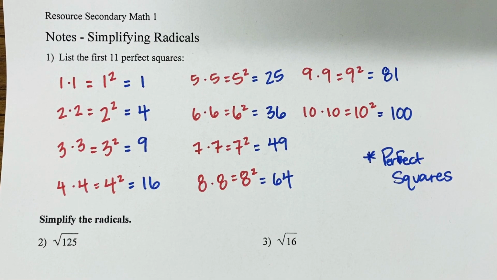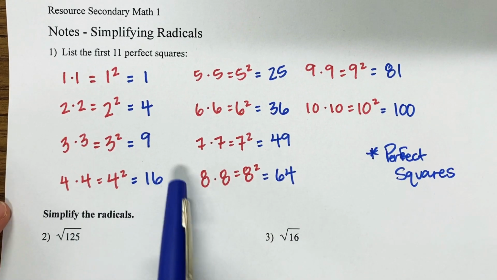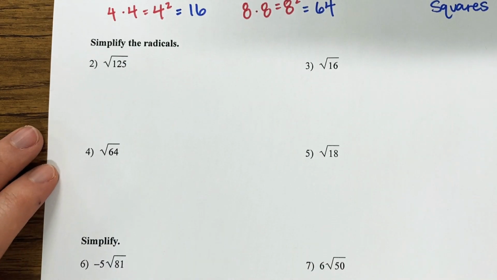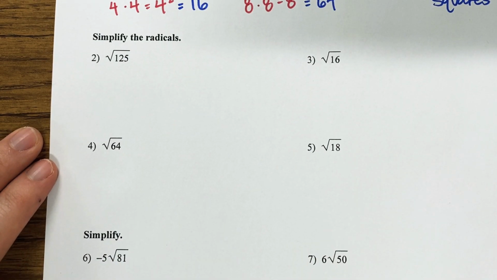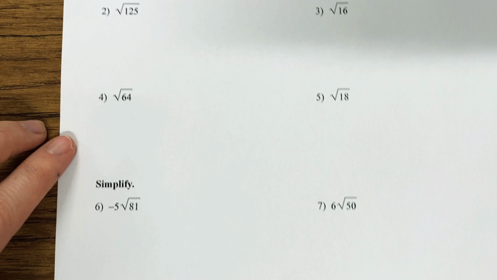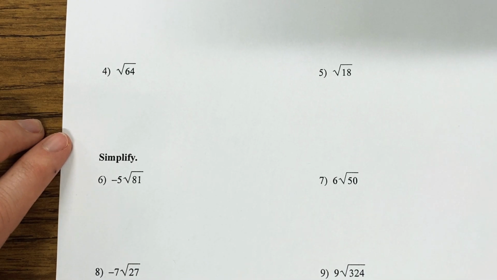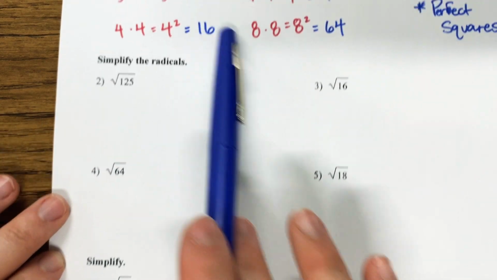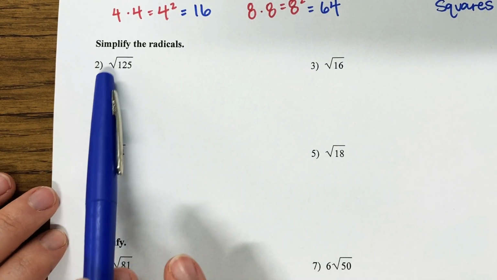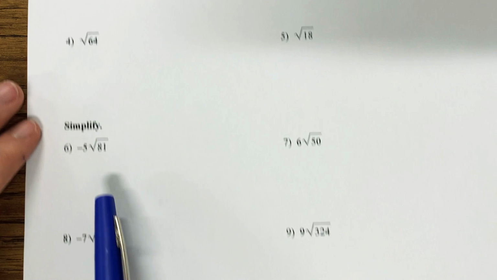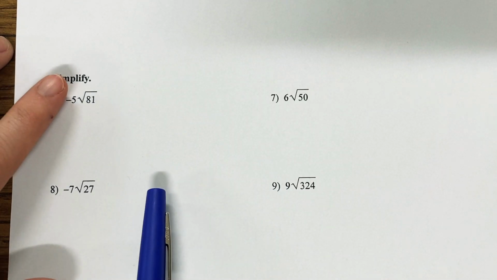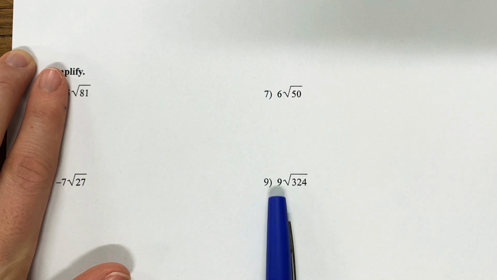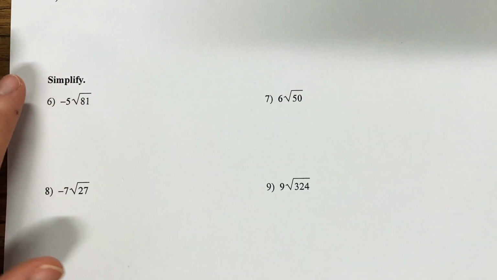Now what I want you to do, just like last time, is look at these blue numbers, and look at problems 2 through 9 on your paper. I want you to see if there are any perfect squares just inside the radical, just under the radical. Notice on 6 through 9, just look at the numbers underneath the radicals. Do not pay attention to the number in front, just underneath the radicals.